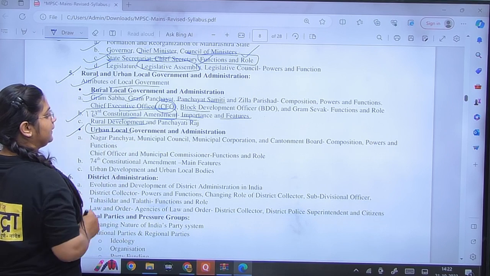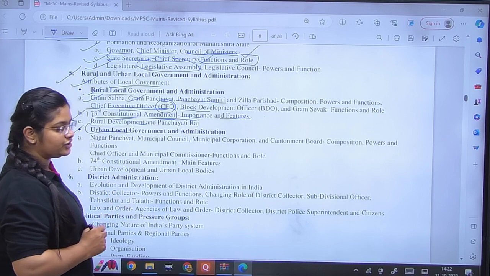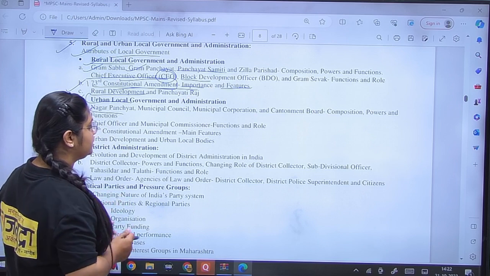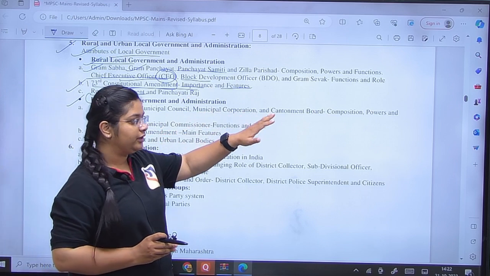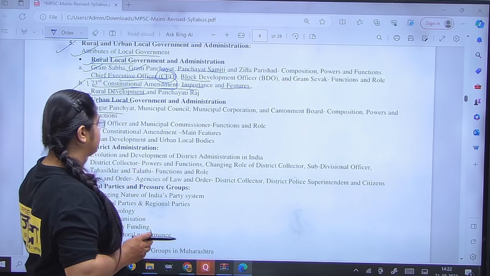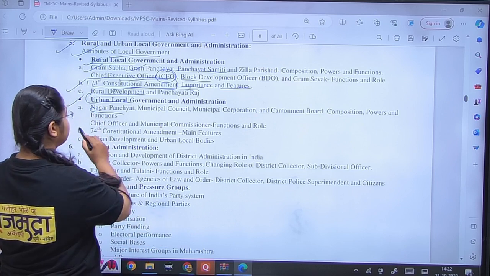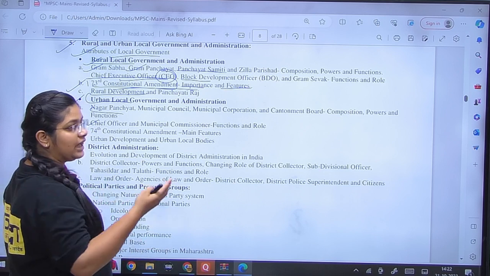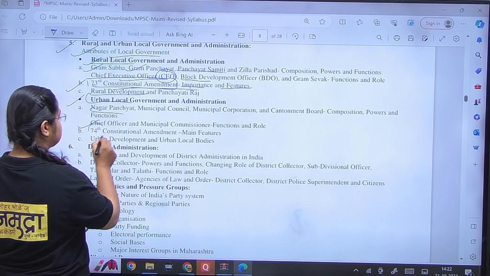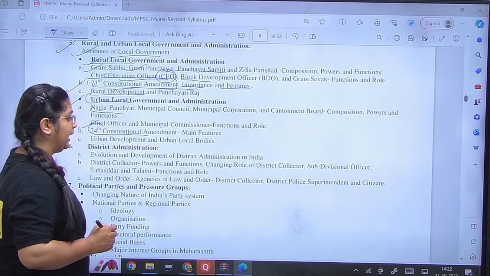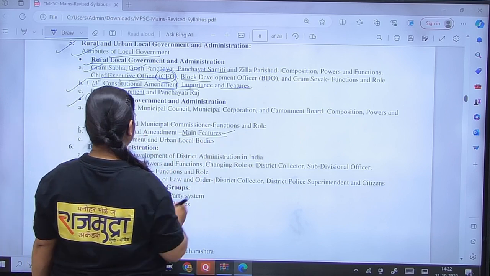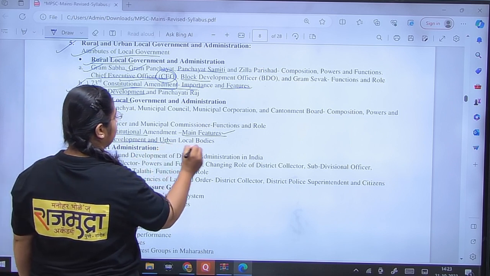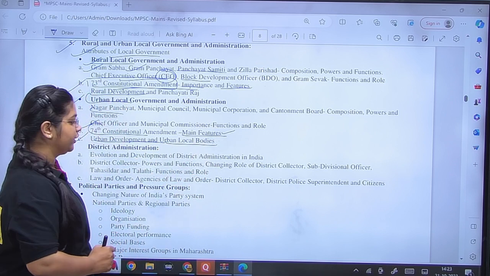Our next point is urban local government and administration. In that, we have to see what is Nagar Panchayat, what is municipal council, municipal corporation and cantonment board, their composition, their powers and their functions. Chief officer and municipal commissioner, their functions and role. Then 74th Constitutional Amendment Act, its main features, its importance, okay. Urban development and urban local bodies, okay.